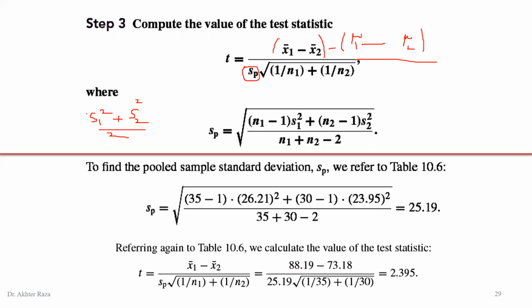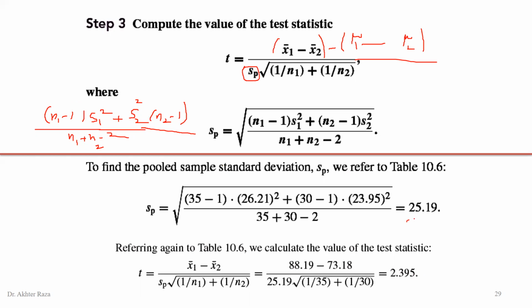How is it weighted? Not by sample size 1, but by degree of freedom 1. It is degree of freedom 1, n1 minus 1, times variance 1, plus degree of freedom 2, n2 minus 1, times variance 2, divided by n1 minus 1 plus n2 minus 1. That is n1 plus n2 minus 2. This is called the weighted variance, or pooled variance, and the standard deviation will be the square root of this.